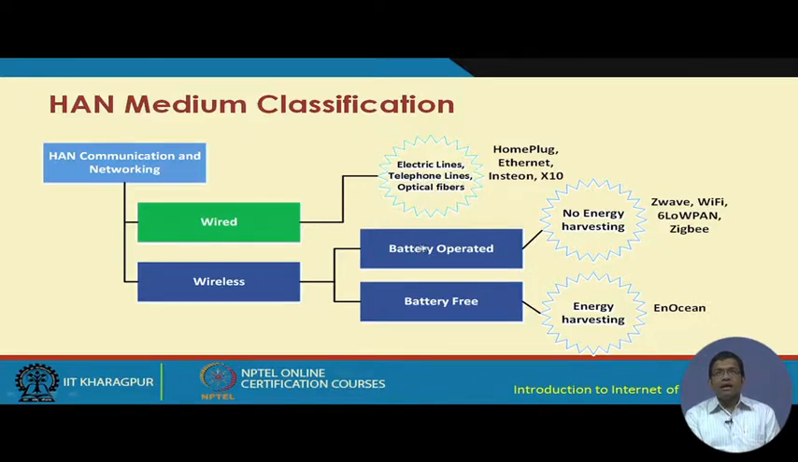Wireless are typically battery operated, or they can even be battery free. In battery operated, there is no energy harvesting. In battery free there is energy harvesting, and some of these protocols that basically help in this battery operated or energy harvested communication in a home area network are given over here. So, we have Z-Wave, Wi-Fi, 6LoWPAN, Zigbee and so on. EnOcean basically harvests energy and it is a battery free wireless technology.